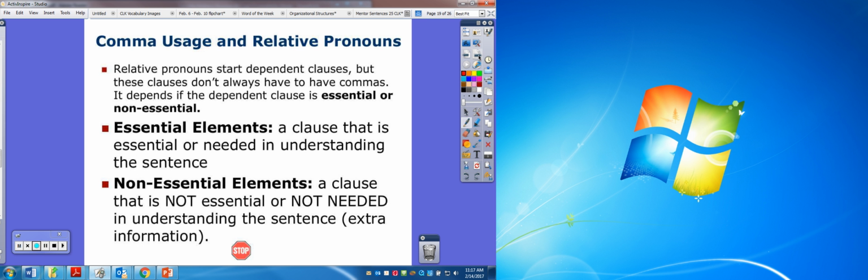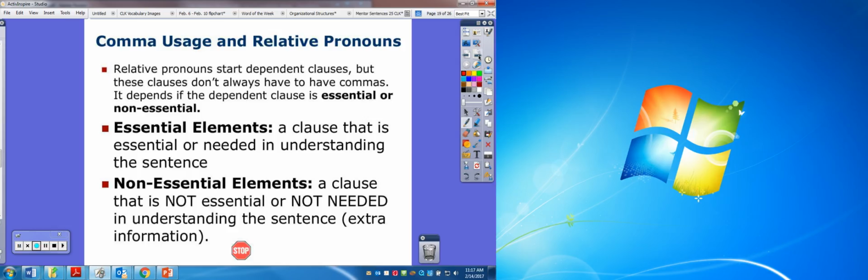Now, commas are not always needed around these dependent clauses when they interrupt the sentence. Relative pronouns start dependent clauses, but these clauses don't always have to have commas. It depends if the dependent clause is essential or non-essential. Now think about the word essential. Essential means needed. So an essential element is a clause that is essential or needed in understanding the sentence.